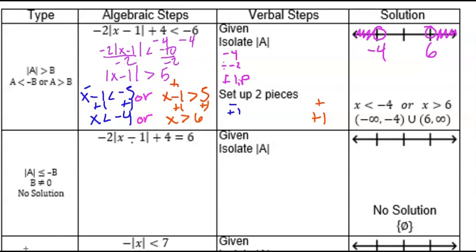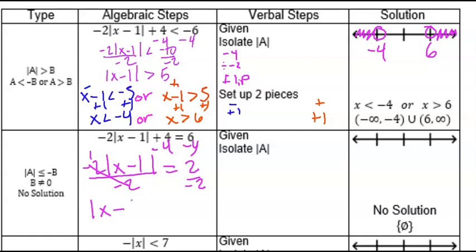So the first thing we want to do with this given equation, -2 times the absolute value of x minus 1 plus 4 equals 6, is to isolate the absolute value. Subtract 4. We have -2 times the absolute value of x minus 1 equals 2. Divide each side by -2. So the absolute value of x minus 1 equals -1.